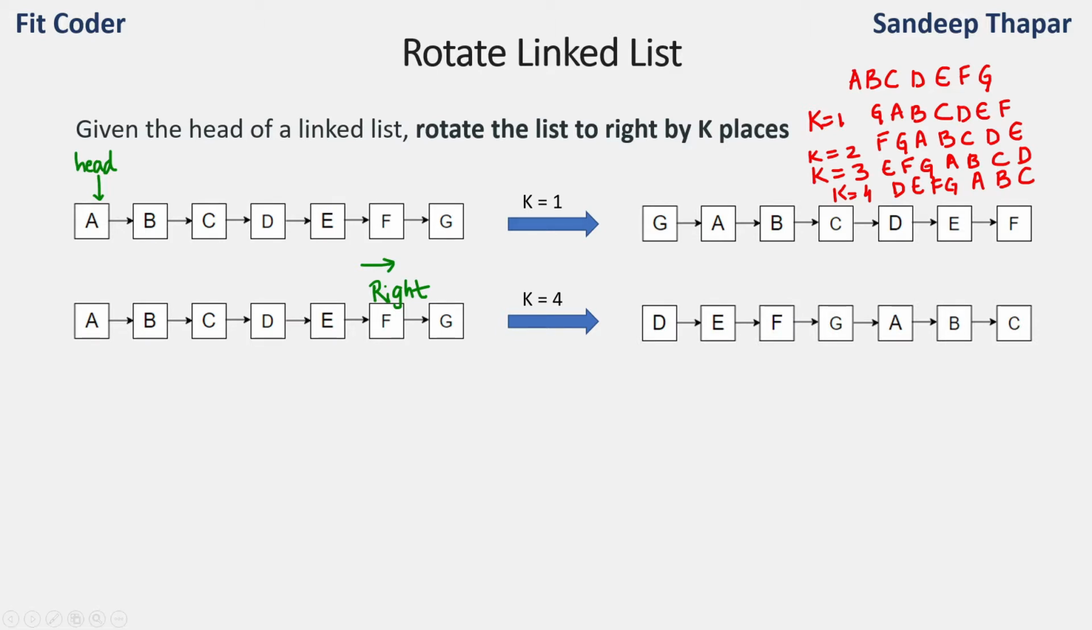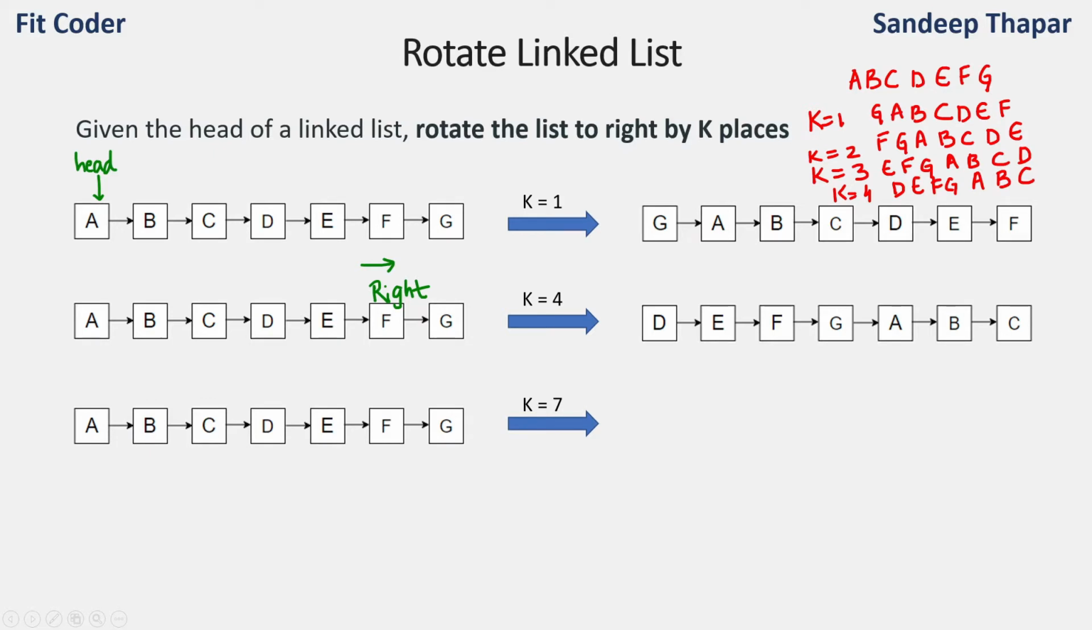Let's take one more example. So now k is 7. For k equal to 4, we have this linked list which has head at D. For k equal to 5, the linked list becomes C D E F G A B. For k equal to 6, B will come at the head. So it becomes B C D E F G A. For k equal to 7, A will again come at first. So the linked list becomes A B C D E F G.